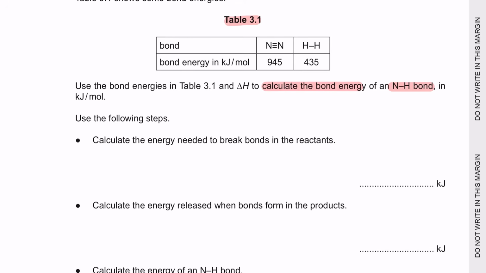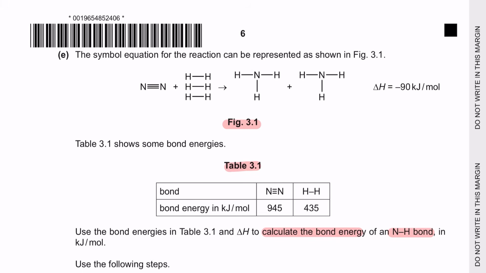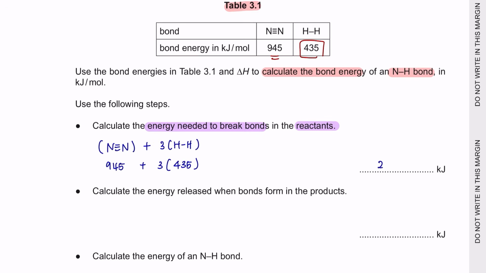Okay, for the first step, we are required to calculate the energy needed to break the bonds in the reactants. So that means we have to find the energy over here. We have got one triple bond of nitrogen and the energy is 945, and we have 3 hydrogen bonds. Each hydrogen bond is 435. So that means 435 will be multiplied by 3. And then we're just going to add both of these together, giving you 2250 kilojoules.